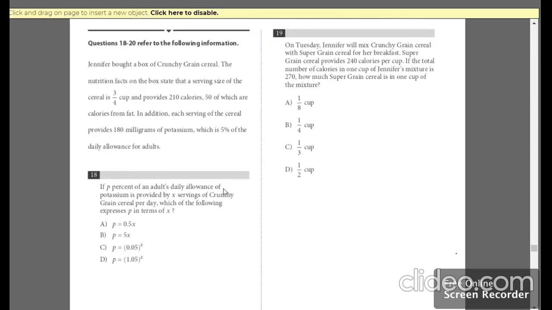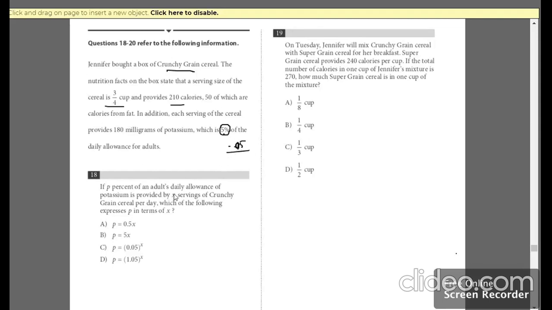Question number 18 refers to the following information. Jennifer bought a crunchy grain cereal. The box lists servings of 3/4 cup at 210 calories, of which 50 are calories from fat. Each serving provides 5%, which is nothing but 0.05, that you have to remember, of the daily allowance.